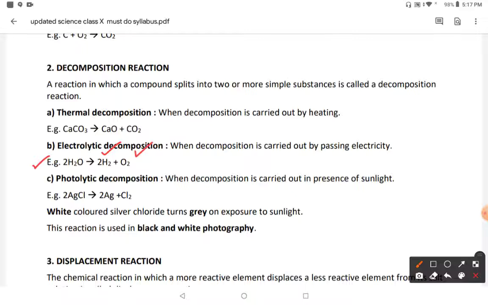Photolytic decomposition: silver chloride is one compound which simply splits into silver and chlorine, and this reaction is used in black and white photography. White colored silver chloride turns gray on exposure to sunlight. Silver chloride is white in color, and when it is converted into silver, it is gray in color, and this reaction is used in black and white photography.